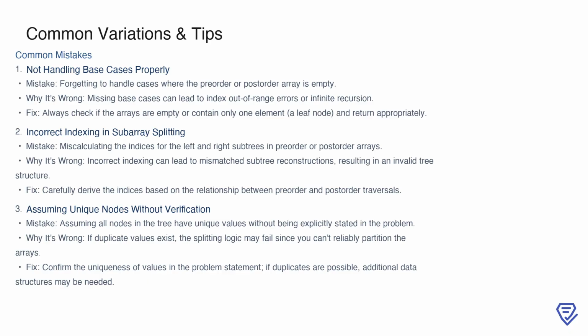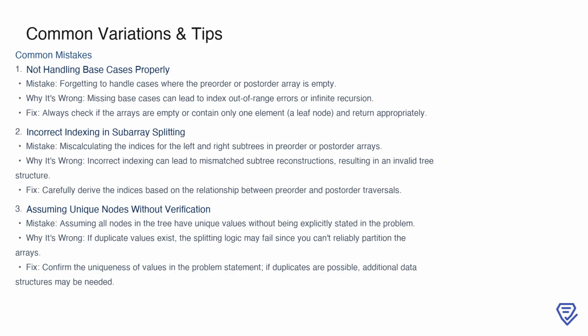First, not handling base cases properly can be a major issue. For example, if you forget to check whether the preorder or postorder array is empty, this can result in index out-of-range errors or even infinite recursion. To avoid this, always include a base case that returns appropriately when the arrays are empty or contain only a single element, such as a leaf node.